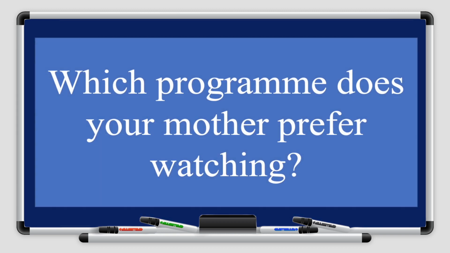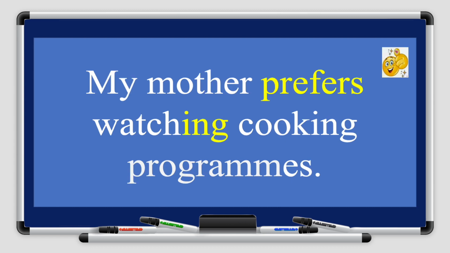Which programs does your mother prefer watching? Now the question here has prefer. When I see prefer, what I do is the verb after prefer, I add ing to it. My mother prefers watching cooking programs. Here, because we have prefers, we change the verb into noun by adding ing. We did not say watch, we said watching. My mother prefers watching cooking programs.